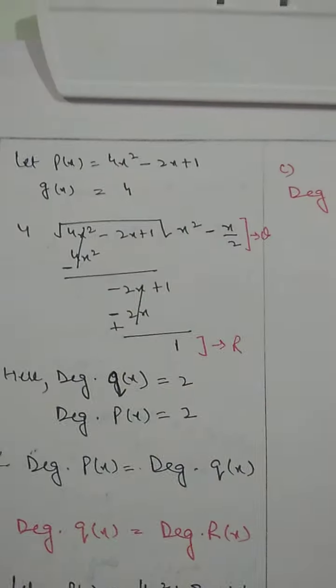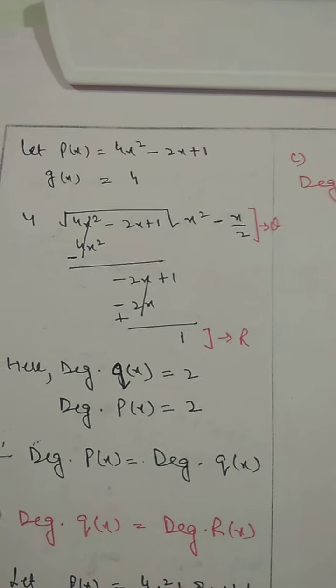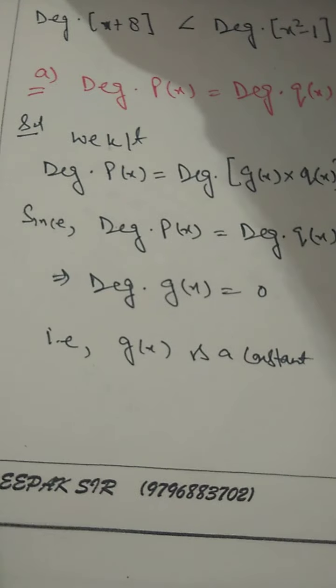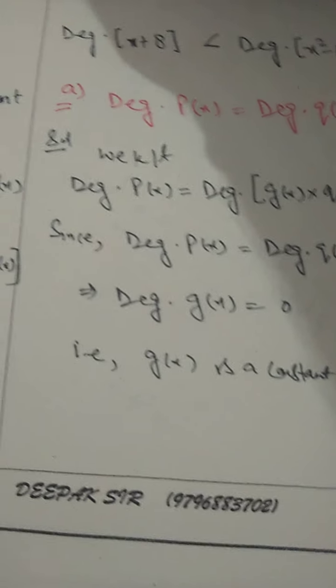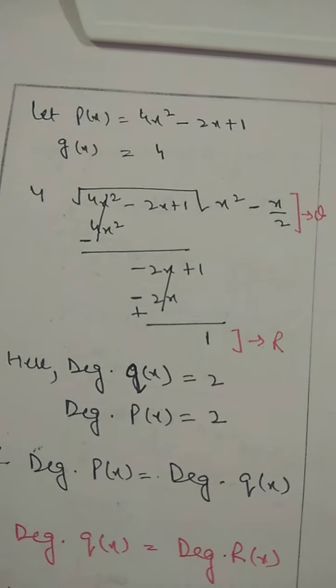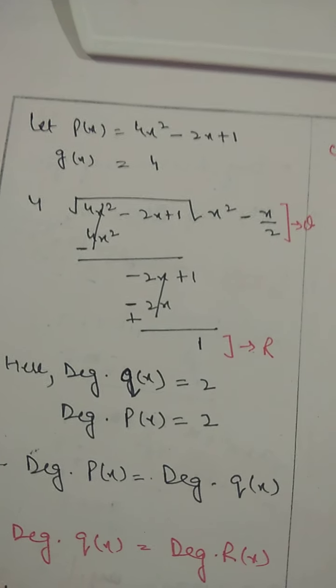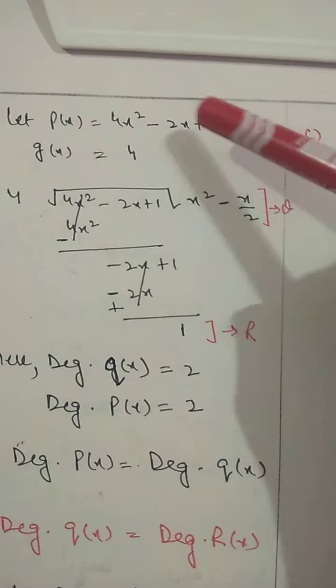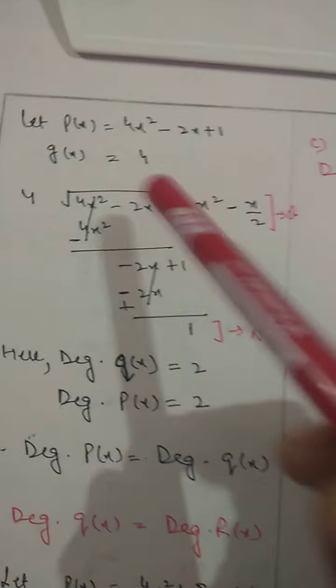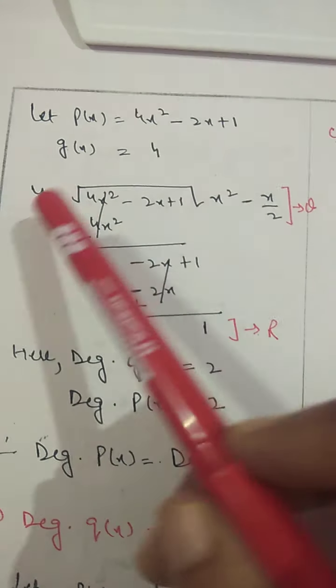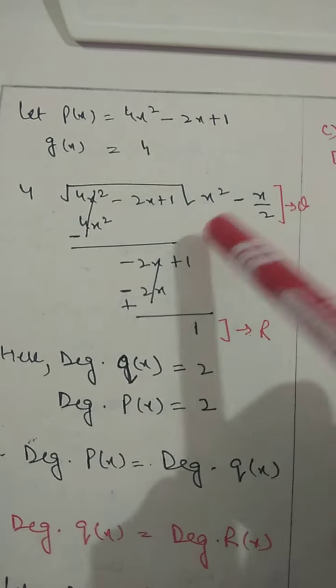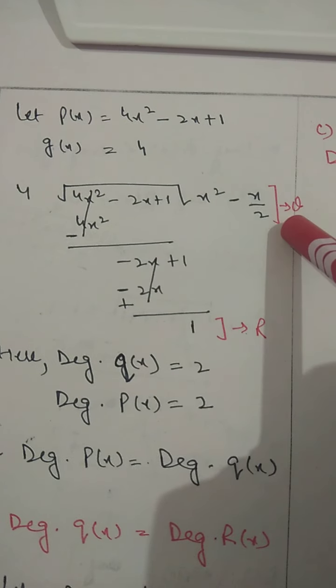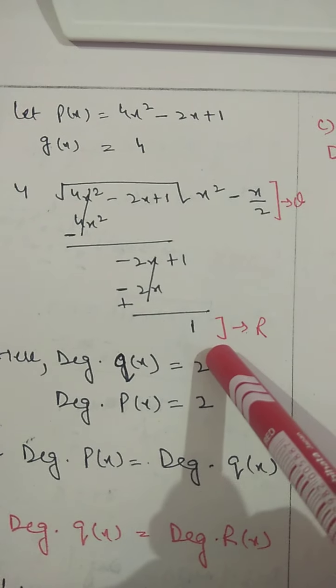As you have already seen, in that part we find that the degree of the divisor should be equal to a constant. So I have taken a constant having degree 0, that is 4. When we perform the division, we will obtain the quotient as x square minus x upon 2 and the remainder as 1.